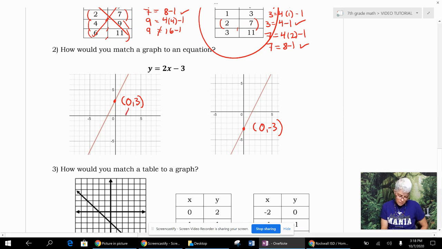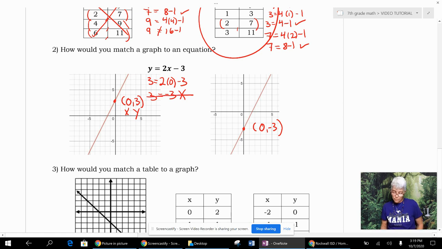So let's see, this is my x and this is my y. If y is 3 and x is 0, would this work? Well, 2 times 0 minus 3 is a negative 3. So this did not work. This is an X, as in not x the variable, but X it didn't work. Let me just go ahead and cross it out. Maybe that works a little bit better.